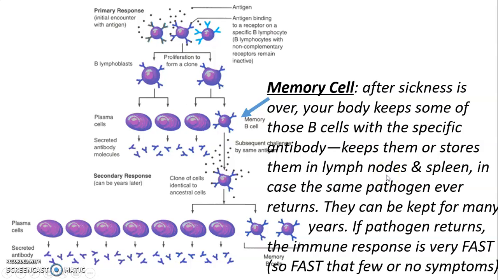Lymph nodes spread throughout your body, also in your spleen, in case that same pathogen ever returns, in case you ever encounter that same disease. These memory cells can be kept for many, many years. And if the pathogen ever returns, the immune response will be fast. So fast that it'll be like not getting the sickness. You'll get very few or no symptoms. Oh, I'm out of time.